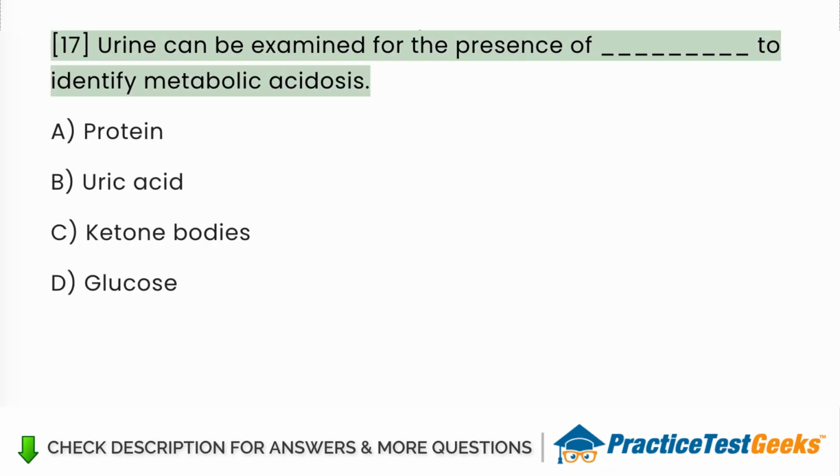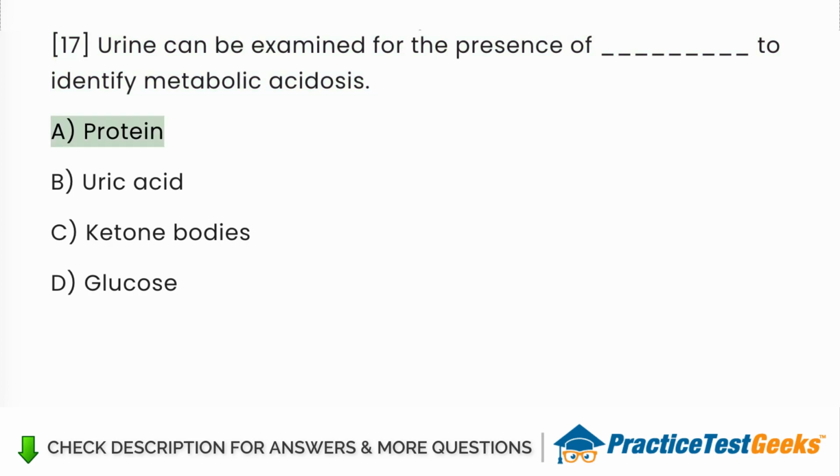Urine can be examined for the presence of what to identify metabolic acidosis? A. Protein. B. Uric acid. C. Ketone bodies. D. Glucose.